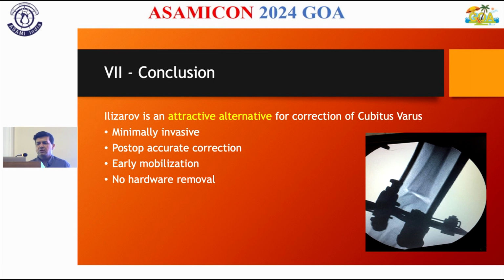To conclude, Ilizarov is an attractive alternative for correction of the cubitus varus deformity. This is one application of Ilizarov we really recommend to every orthopedic surgeon to include in his armamentarium. It is minimally invasive. The best advantage is post-op accurate correction. There is early mobilization, and there is no hassle of hardware removal. Thank you.